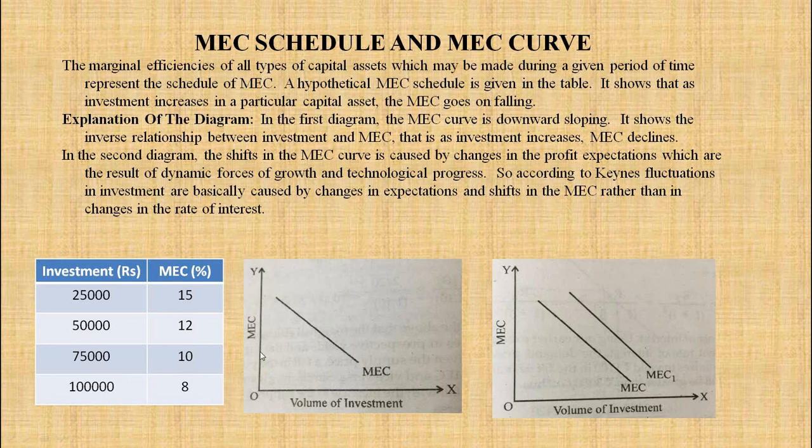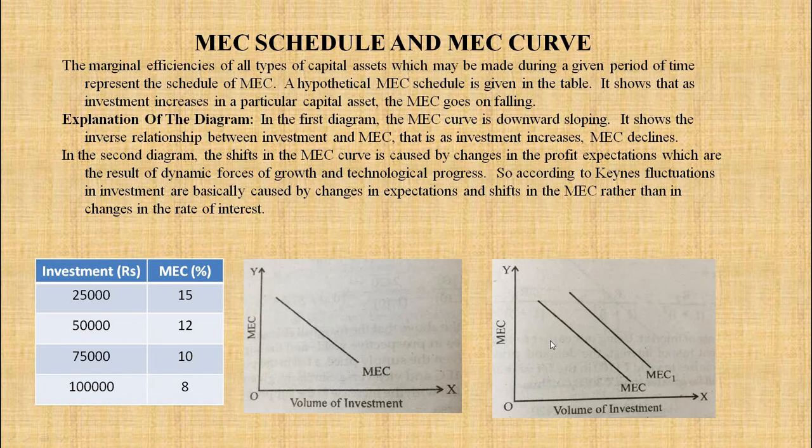In this first diagram, along the x-axis we measured volume of investment, along the y-axis MEC, that is marginal efficiency of capital. The MEC curve slopes downward. It shows that there is an inverse relationship between investment and MEC. That is, as investment increases, MEC falls. There is an inverse relation.